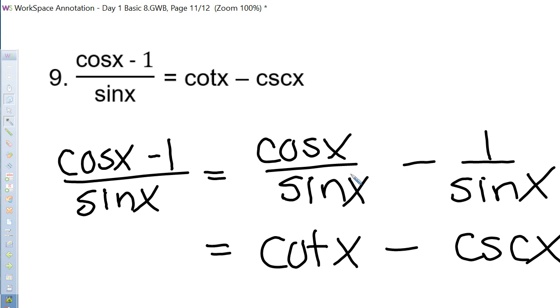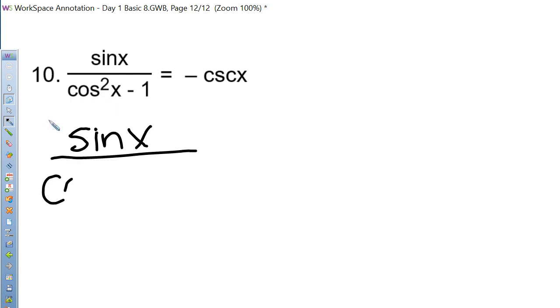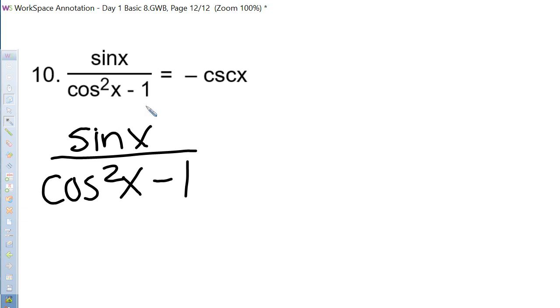One more. Number 10, we have sine of x over cosine squared of x minus 1. Think about all the tools and tricks. What should you be thinking first? Pythagorean identity, because you have a 1 with a cosine squared. So let me do some scratch work over here.